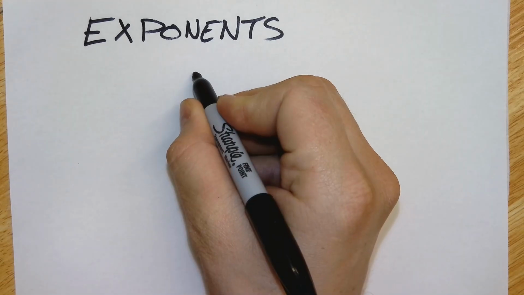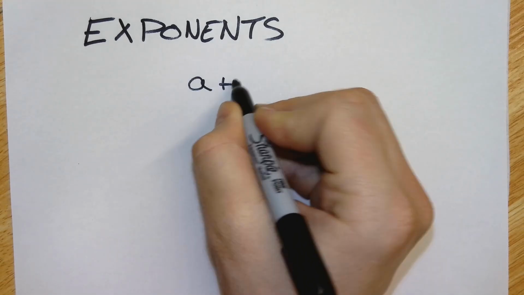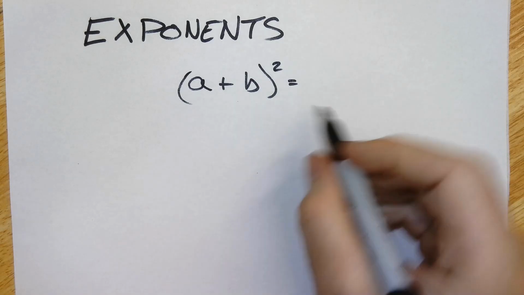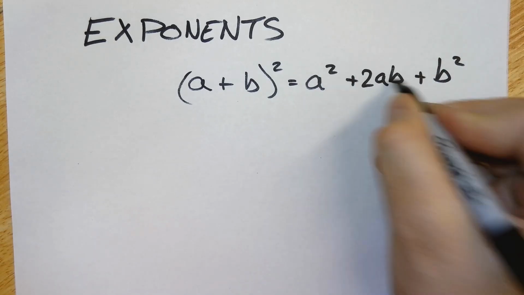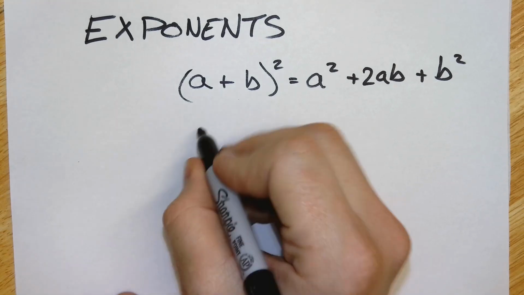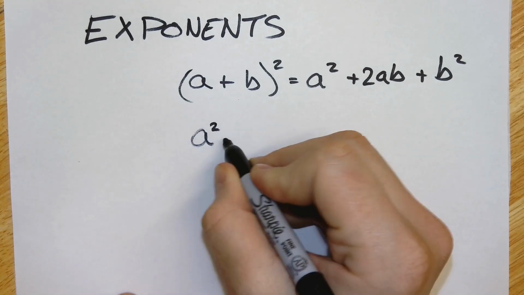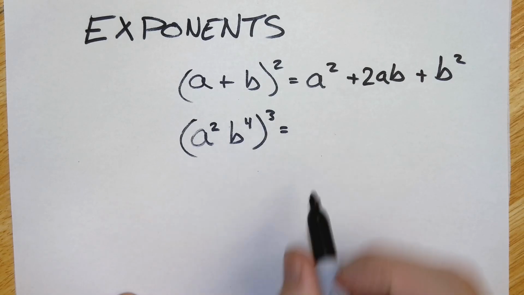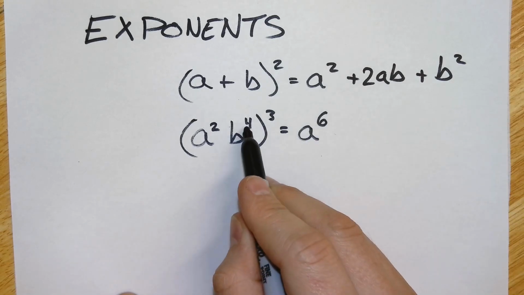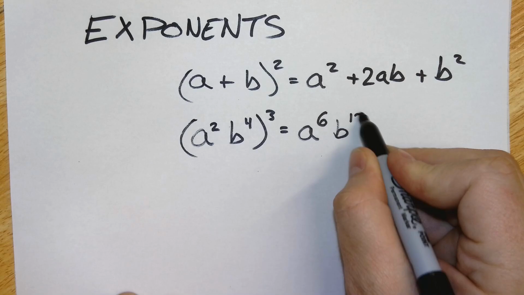A lot of the rules we see expressed about exponents tend to be where you take a binomial and you square it. So you square the first, square the second, and add double of the two terms multiplied. Another famous rule of exponents is if I have a squared b to the fourth and I cube all of that, I just distribute that exponent across the other exponents and I multiply those.